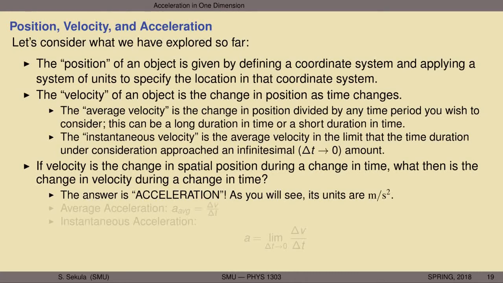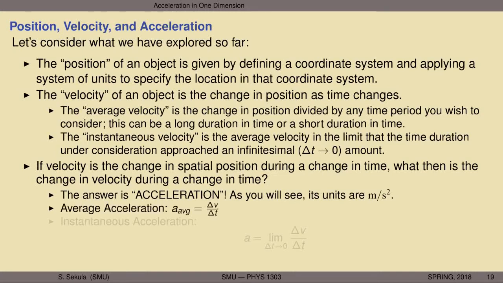So they are meters per second per second. Velocity is meters per second, and if velocity changes in time, then we must have a change in meters per second, or meters divided by seconds squared. This is the most compact way to represent this unit.